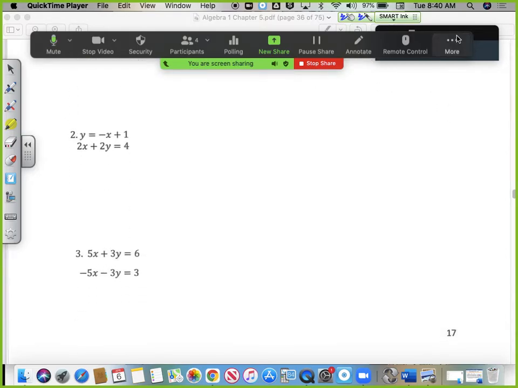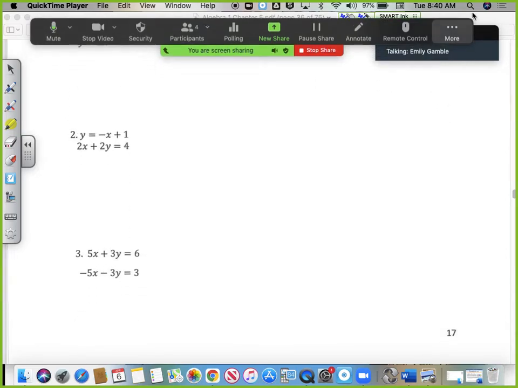Now, in number 2, the equations are not both in slope-intercept form, so I can't really see what's going to happen. So for this one, I would have to solve it using either elimination or substitution. Because the first equation solved for y, I think it's easier to take this, replace it in for y here by using substitution. The substitution step would be 2x plus 2y, but instead of 2 times y, it's going to be 2 times -x plus 1 is equal to 4.